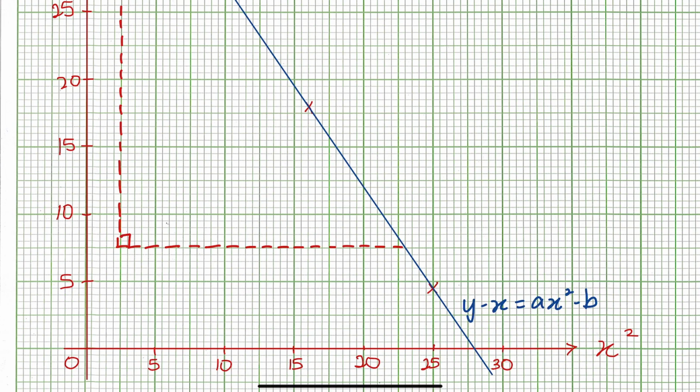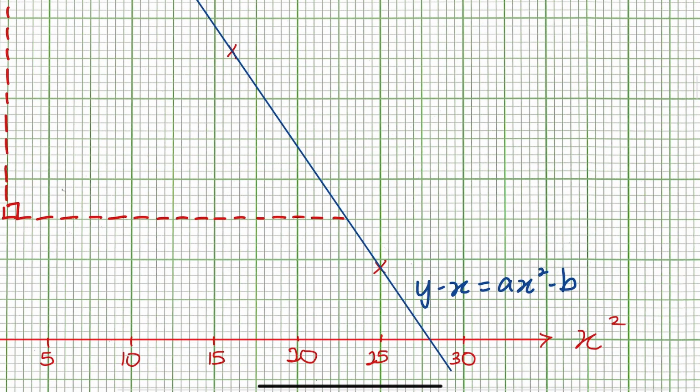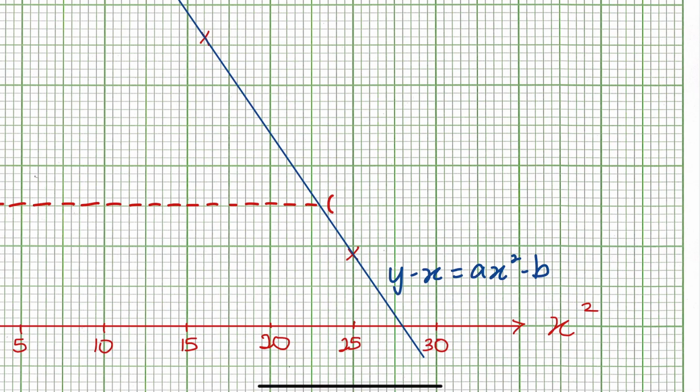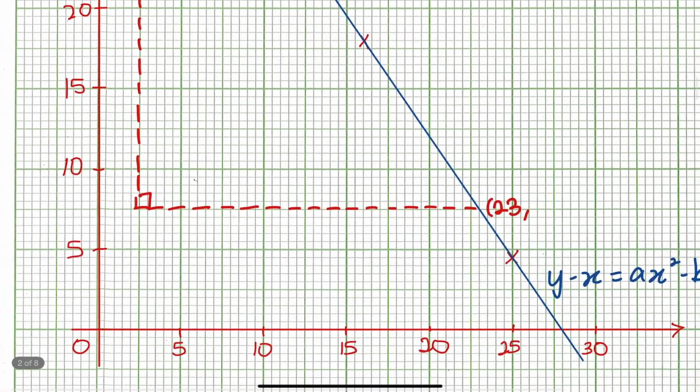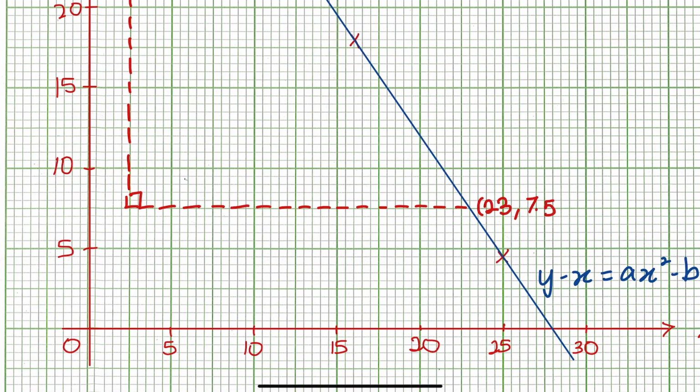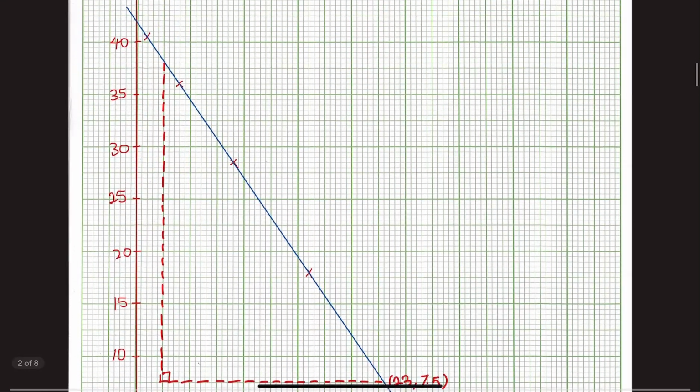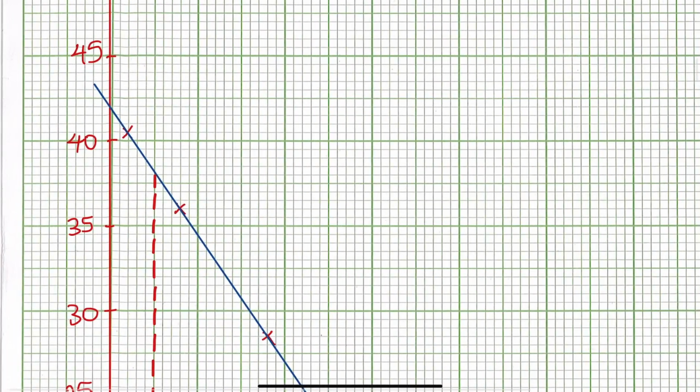Okay, so then I mark out the coordinates of the points I picked. This point here is, let's say, 21, 22, 23. 23, comma, the y coordinate is 7.5. Okay. Then similarly, for the top point here, I pick the coordinates. I should get this is 2.5, comma 38.